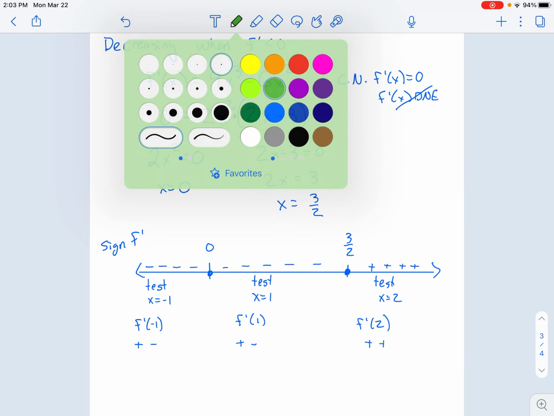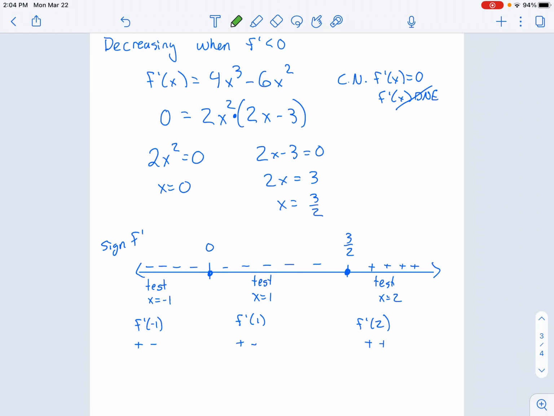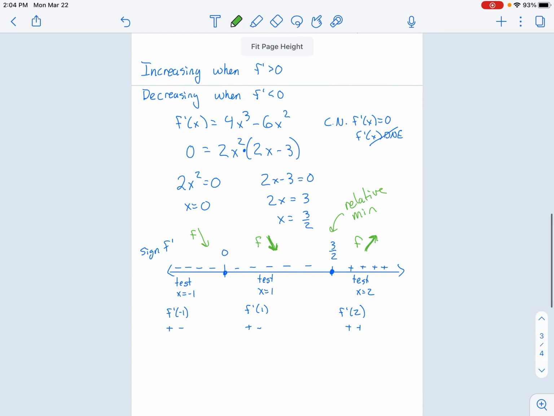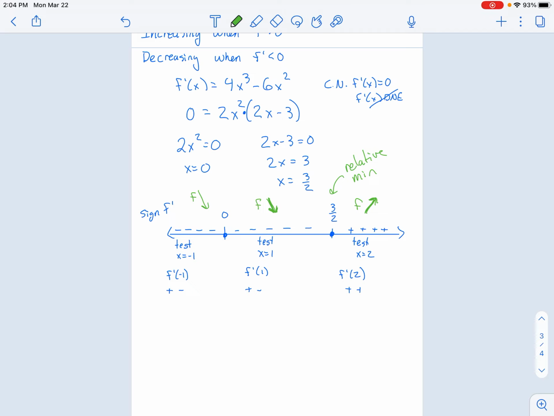What does this tell me? This is the sign of f prime, this tells me that f is decreasing, because the derivative is negative, that's the slope of the tangent line. Here f is decreasing, and here f is increasing. Now when we go from decreasing to increasing, that tells us that we're going to have a relative min when x equals 3/2. So let's go ahead and calculate, since we're going to be plotting, what that looks like.